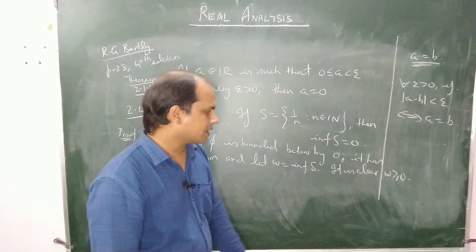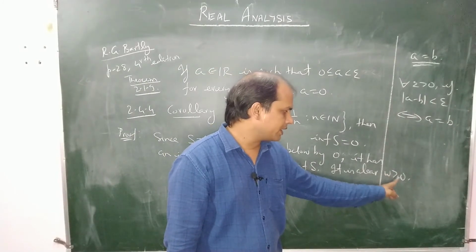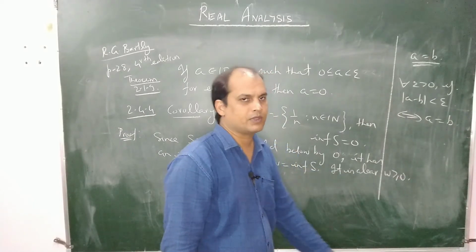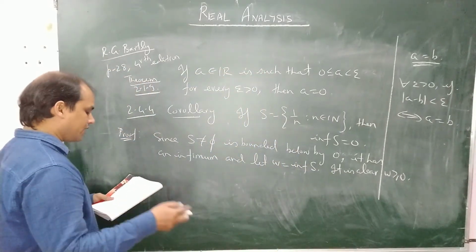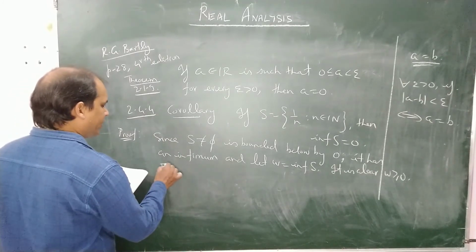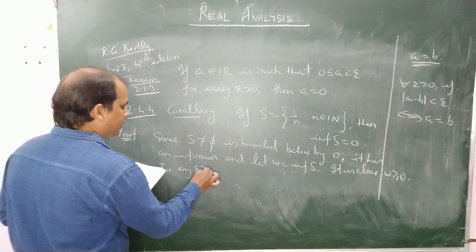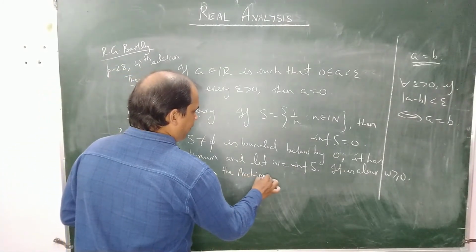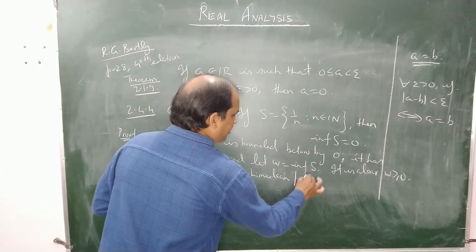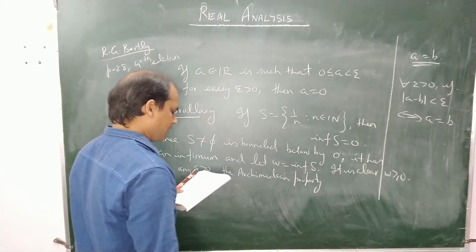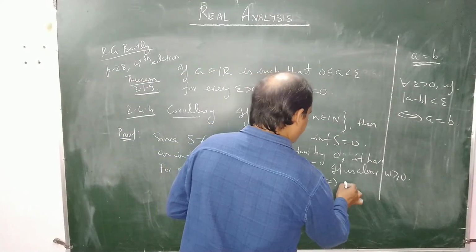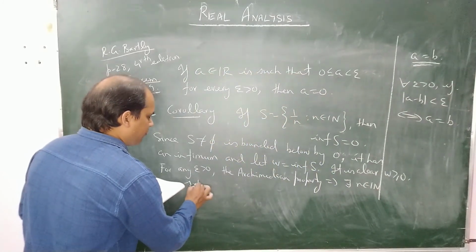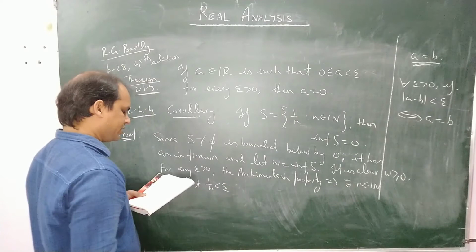Now from here we will discard that any real number strictly greater than 0 will never be its lower bound. That is given in your book. How to discard that? They are claiming from the Archimedean property of real numbers that for any epsilon greater than 0, the Archimedean property implies that there exists n belonging to N such that 1 by n is less than epsilon. Same logic which I have just explained.